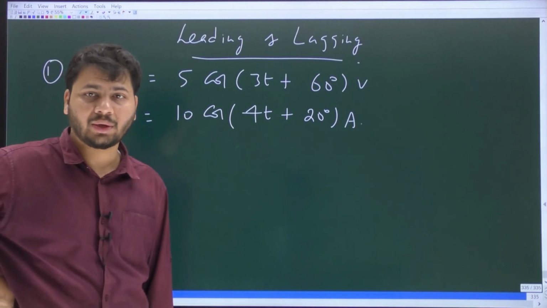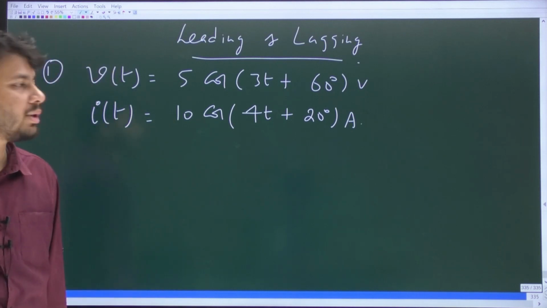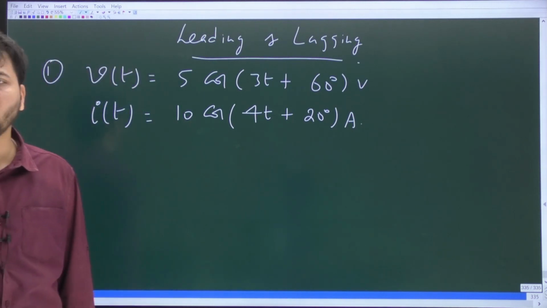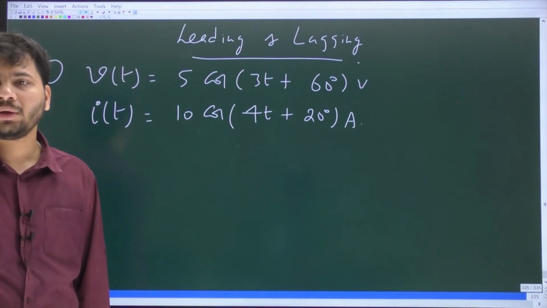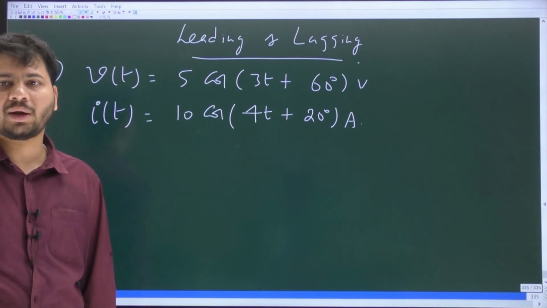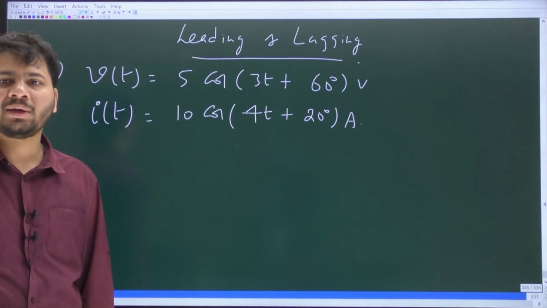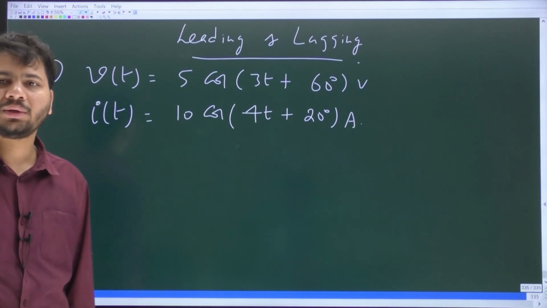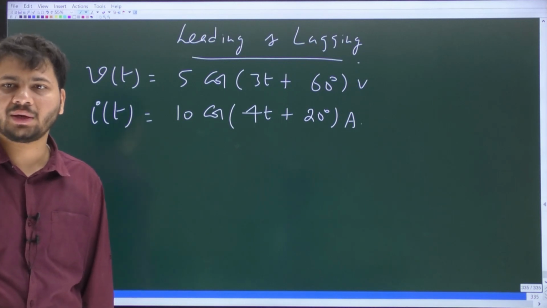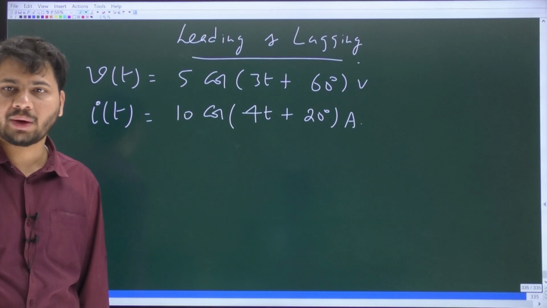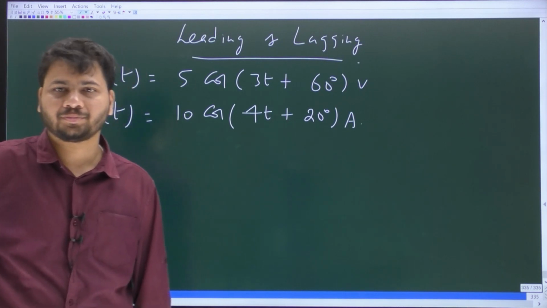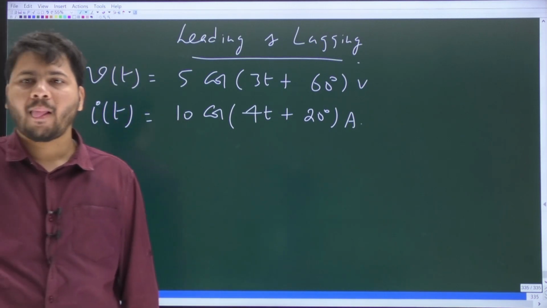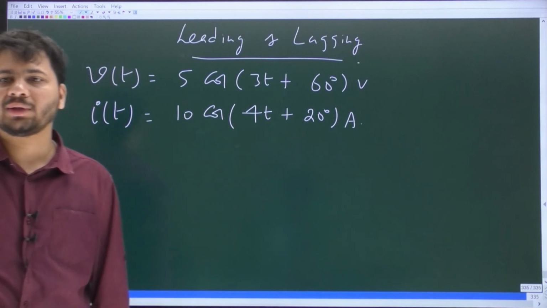One is a sinusoidal voltage. The other one is a sinusoidal current. Tell me which one is leading between the voltage and the current. Please type in the chat box. Which one is leading? Voltage or current? What is the angle of the voltage? 60 degrees. What is the phase angle of the current? 20 degrees. Which one is leading? Okay, everybody is saying voltage.